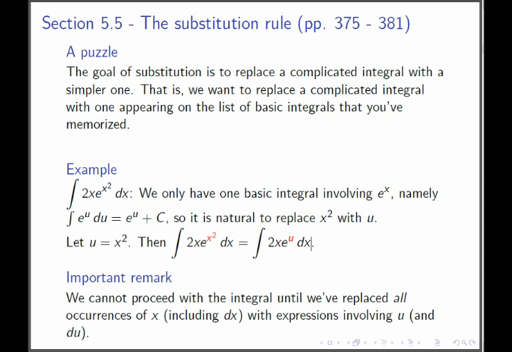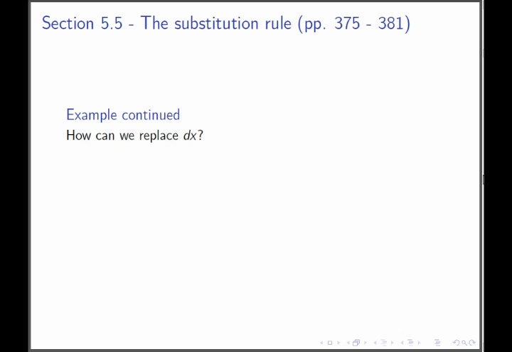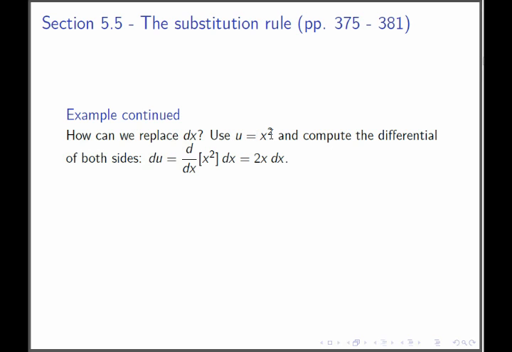Then I can rewrite the integral by replacing x squared with this letter u. But it's important that we realize that we can't really proceed until we've replaced all the occurrences of x and its differential dx with expressions involving the new variable u and its differential du. So how do we replace the differential dx? Well, we use our substitution and we compute the differential of both sides. So in this case, du will be the derivative of x squared times dx, and that's just 2x dx.